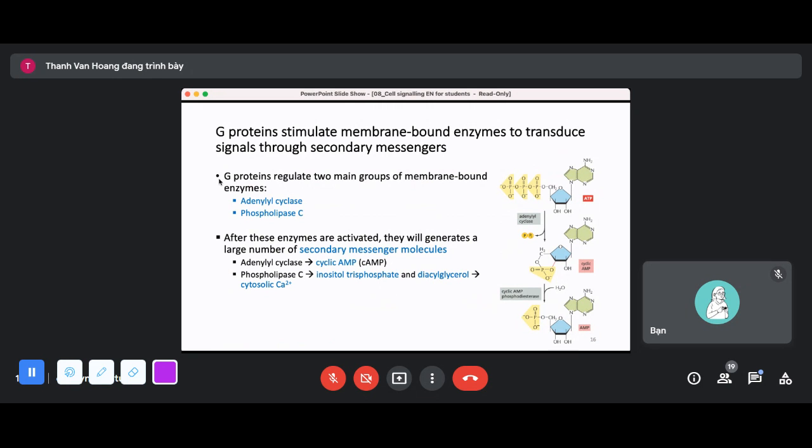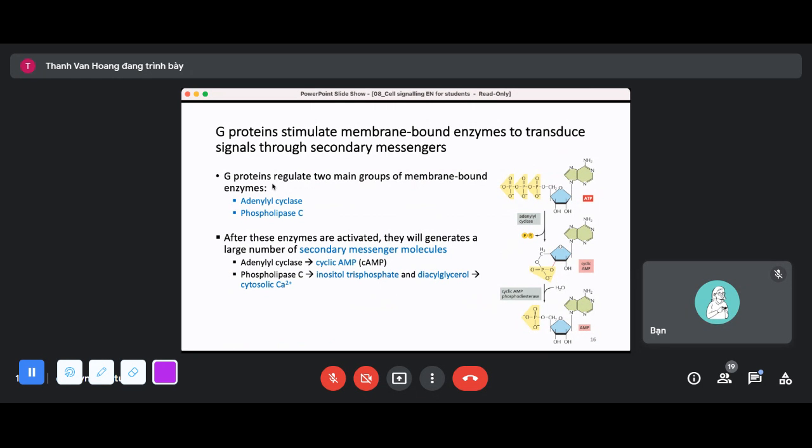The other mechanism by which the G protein can transfer the signal into the cell is through phospholipase C, and it acts through secondary messenger molecules such as IP3, diacylglycerol, and calcium, and that we learn now.